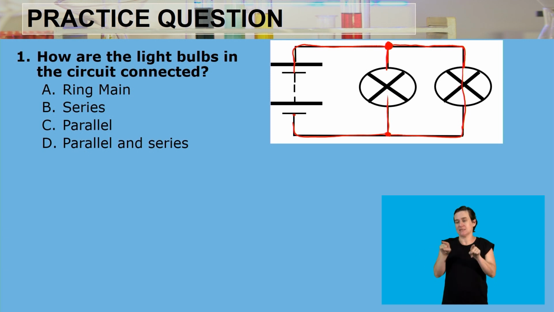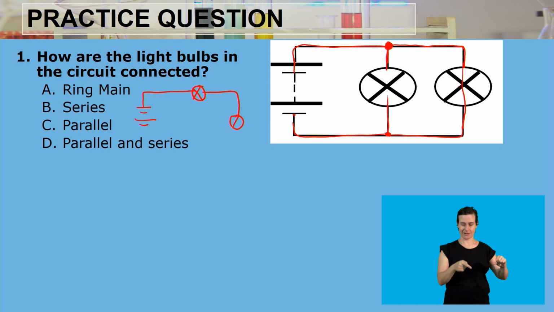However, if the two light bulbs were connected in series, they would be connected one after the other. That would mean there would only be one pathway for the current to follow. So if this is your battery, we would have our first resistor here, which is our first light bulb, and then our second one there. They are following each other one after the other.